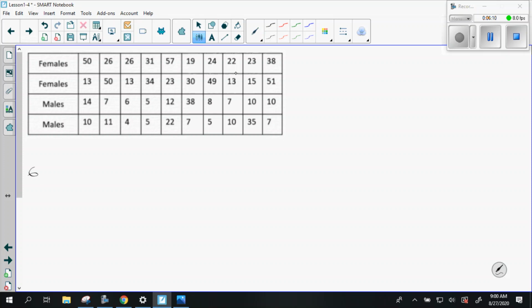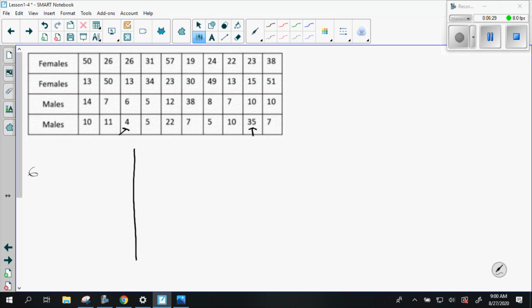Let's look at them. Okay. Our lowest value is 4, but our highest value is 35. So one's a 1-digit number, the other's a 2-digit number. What are we going to do about that?